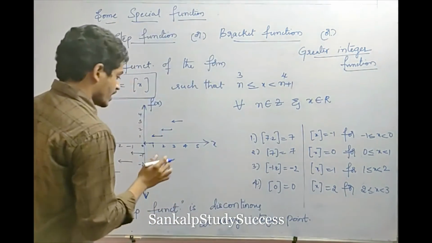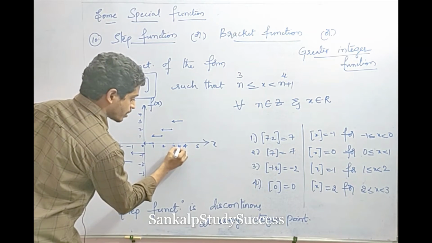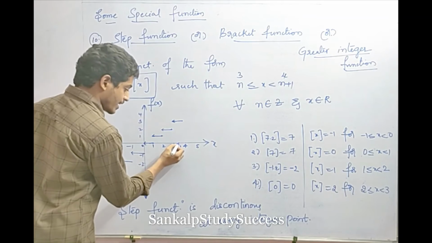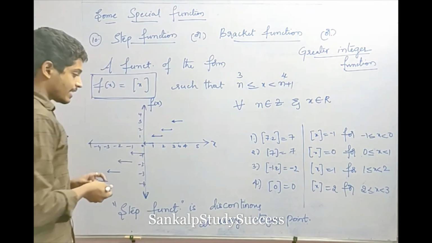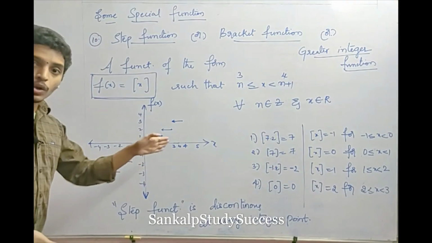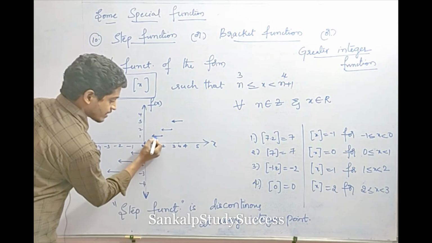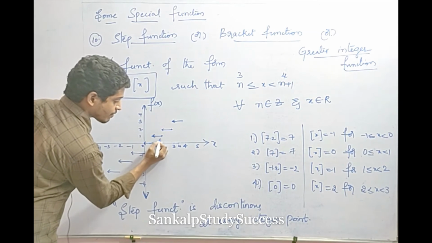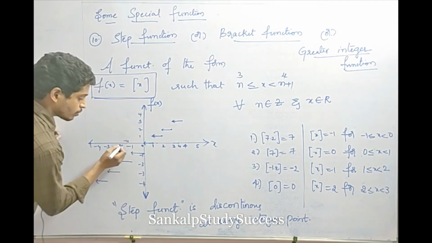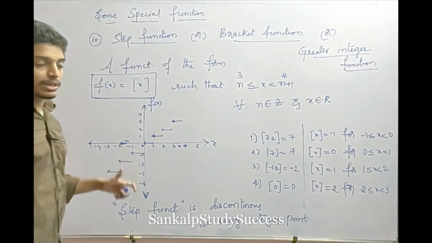Whenever the value is between 3 and 4, suppose it is 3.2, it tends to 3 only. It never goes to 4. So we take 3 as the integer value. In that case, every decimal turns to the lowest integer. If this is 1.2, we take only 1. It never goes to 2. If this is minus 1.2, we have to take minus 2 because it is going to the left side. That is the important case here.